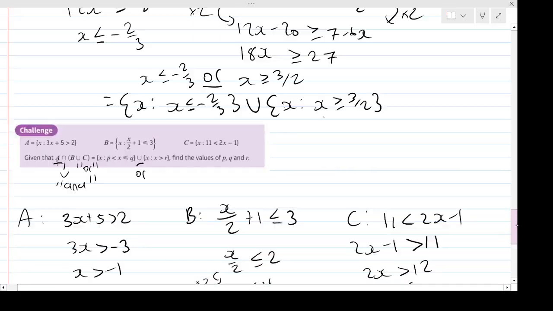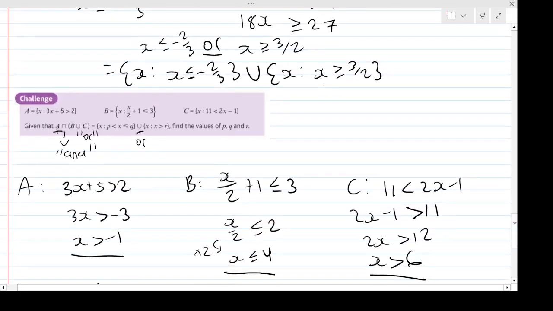So we translated the set notation, the language of sets, into actual maths. That's all we've done there. Okay, so that's the solution. We can't do anything more with that.